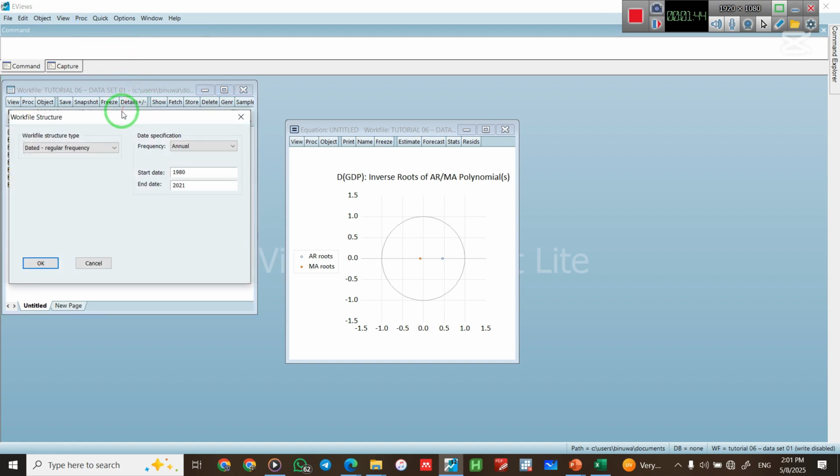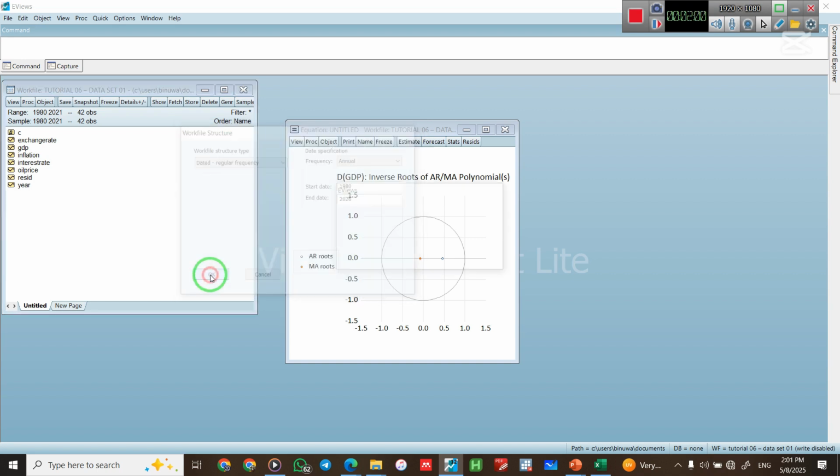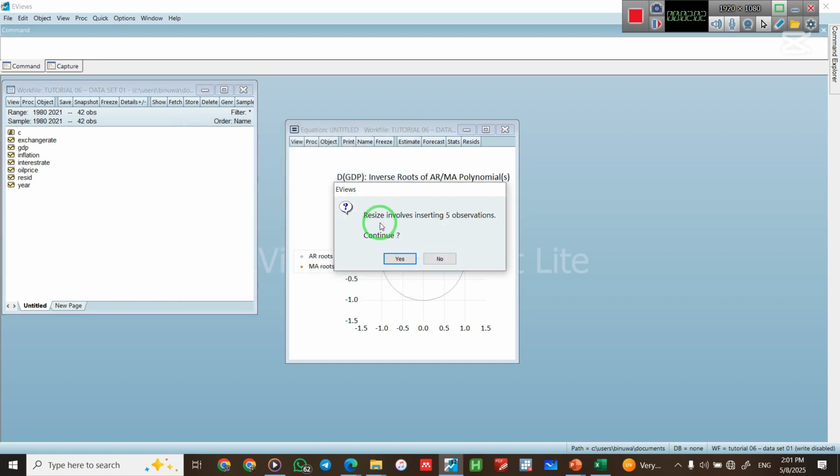Click here and you can see the start date and the end date of the data set, right? In here you can change this 2021 to 2026 and the frequency is annually, then click OK, right? Then it says that resize involves inserting 5 observations, we say yes, right?